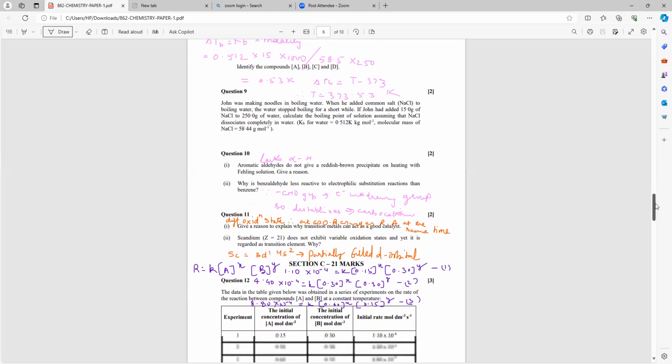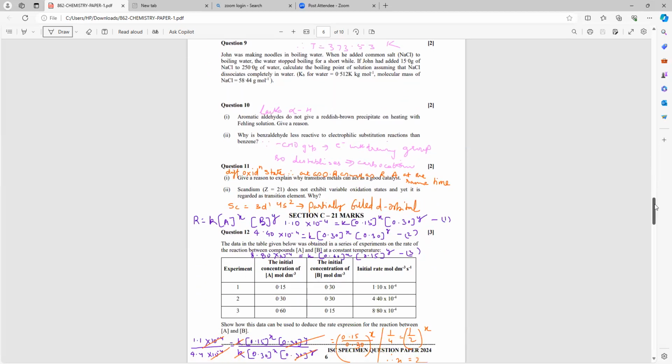Question number 11. Give a reason. Explain why transition metals act as good catalysts. Because they show variable or different oxidation states. Therefore, they act as oxidizing agent as well as reducing agent at the same time. Then for scandium, the configuration is 3d1 4s2 because it has got a partially filled d orbital. Hence, it is regarded as a transition element.